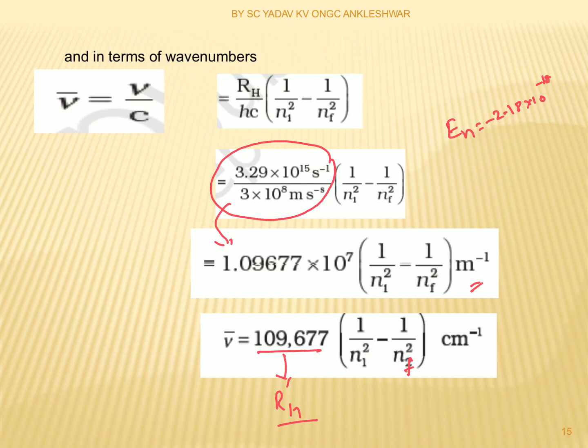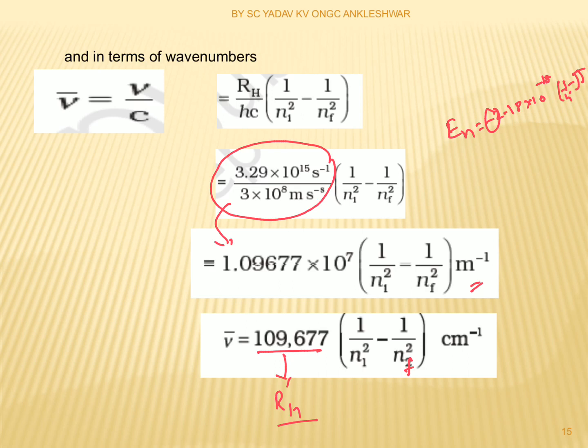So there is one very important question: why are we using the negative sign with the energy? Just we are writing En is equal to minus 2.18 into 10 to the power minus 18, in joule, times 1 by N1 square. So why is this minus sign used here? This is a very important question. Why is the electronic energy negative?